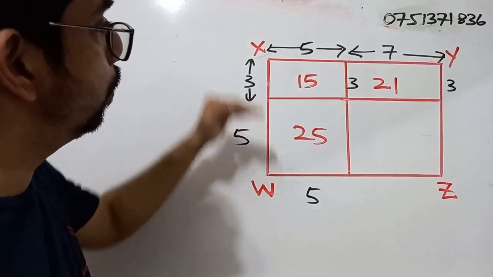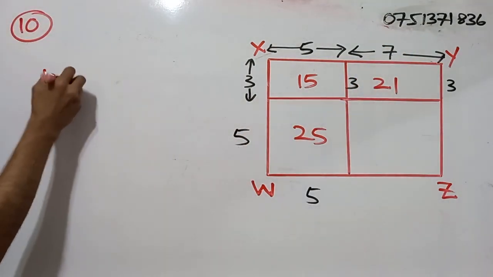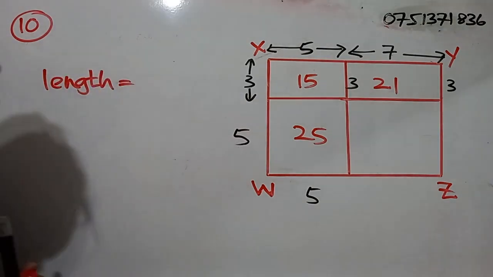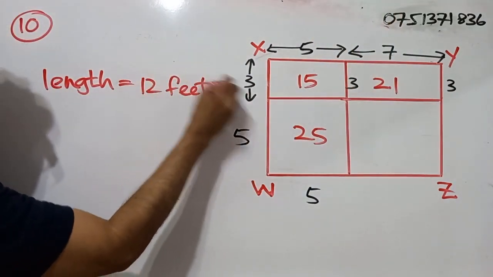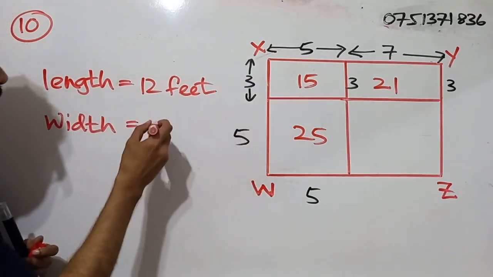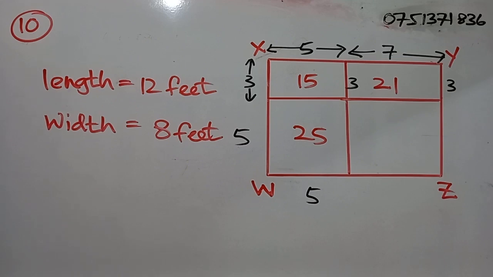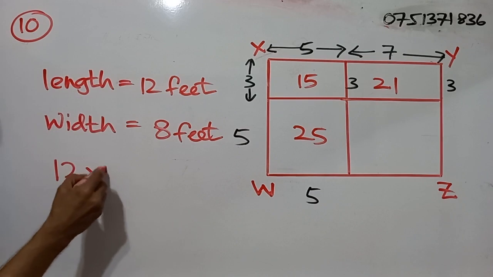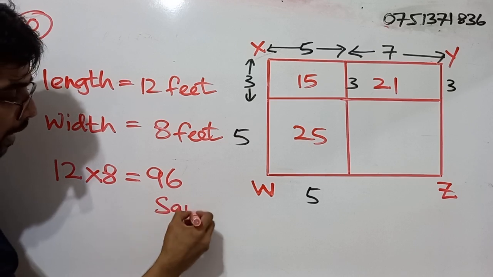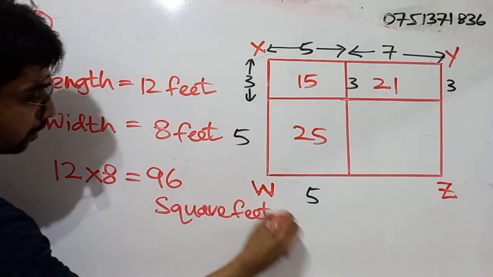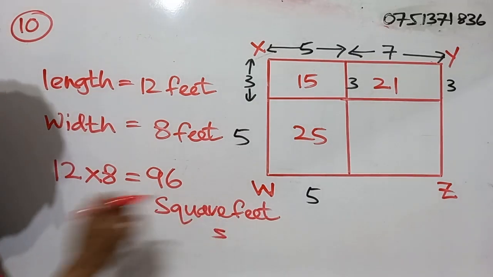That means WXYZ. Right? So what is the length? Length. What is the length? The length is what? 5 plus 7, that is 12. So these are feet. What is the width? 3 plus 5, what is that? 8 feet. So how do we calculate the area? 12 into 8. So what is the total area? We get 96. So it should be square feet. Square feet. So this is the answer. Always remember, you have to mention the unit.